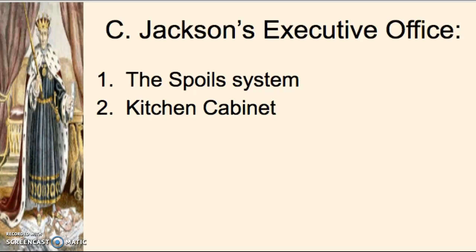Okay, the second term up here you need to be aware of is the kitchen cabinet. And this is a group of informal advisors and friends that held informal meetings in the kitchen. They weren't technically cabinet members, but they're a group of people that Jackson would use for advice informally. And one of those individuals was Martin Van Buren, who was a very influential man and will actually be Jackson's successor for president later on. So just keep that term in mind, okay?